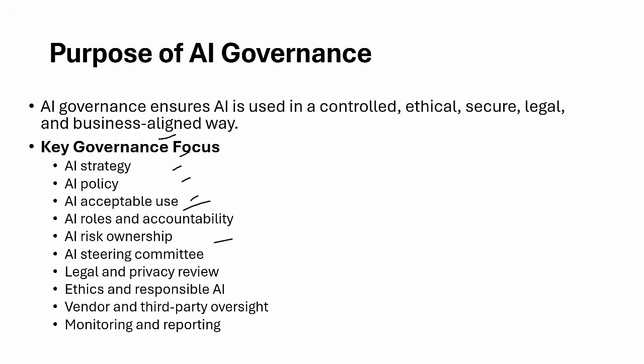Next, AI governance ensures AI is used in a controlled, ethical, secure, legal, and business-aligned way. So the key governance focus is strategy. Then we create a policy, then an external use policy. We need to give clarity on roles and responsibilities, a steering committee, legal and privacy review, vendor or third-party oversight, and, more importantly, monitoring and reporting.